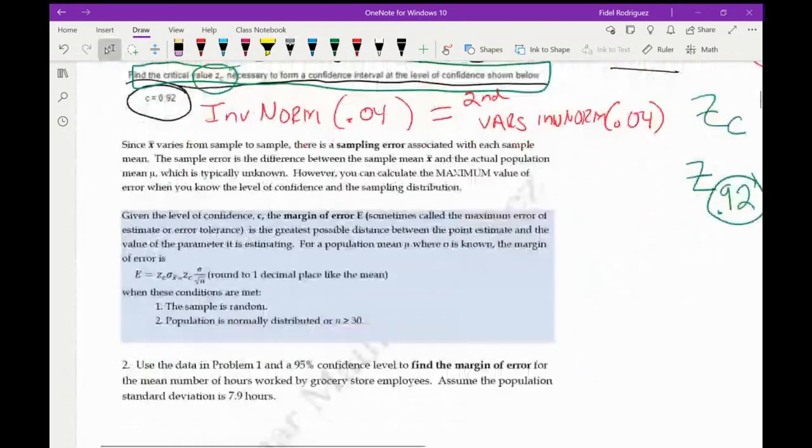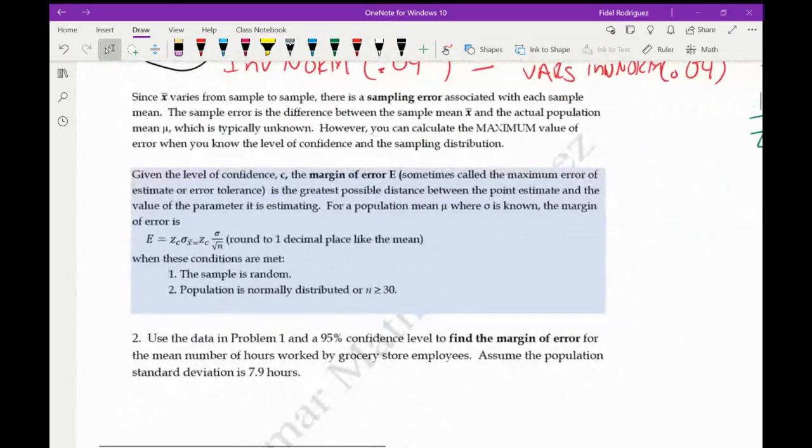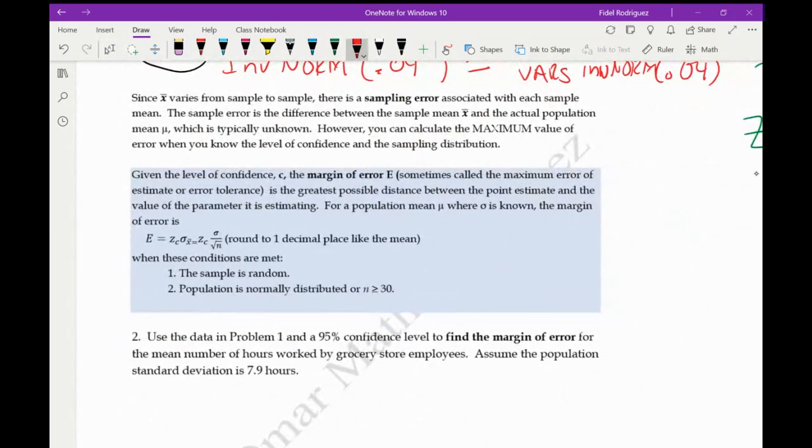And so I'm going to zoom in a little bit here, guys. And it says, since my sample mean is going to vary from sample to sample, there's something we call a sampling error. And the sampling error is the difference between the sample mean x-bar and the actual population mean mu, which is typically unknown. However, we can calculate the maximum value of error when you know the level of confidence in the sampling distribution.